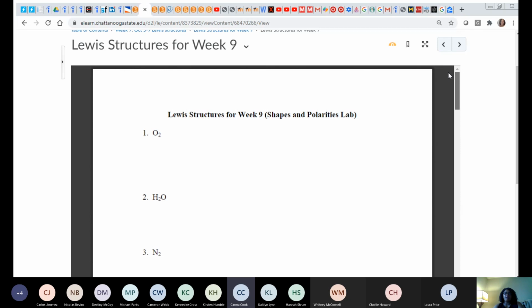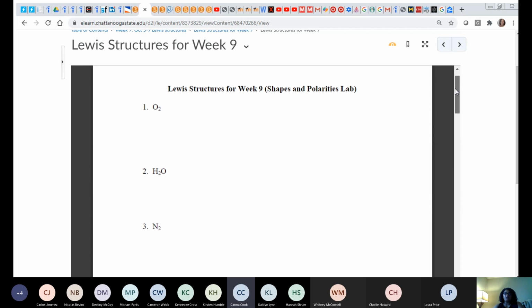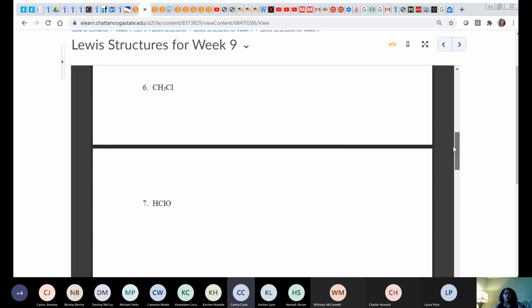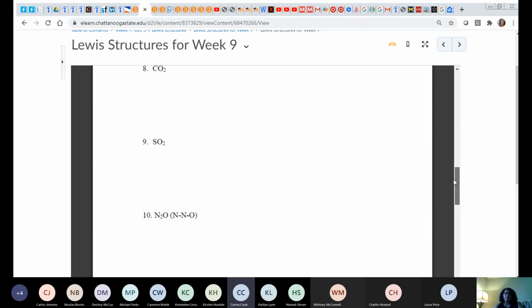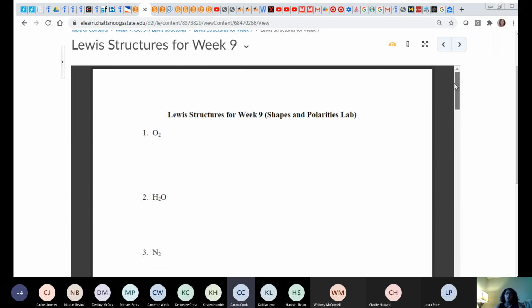Some that I know we've drawn in lecture: oxygen, O2, nitrogen. We've also drawn SO2, N2O, SO3, and so on and so forth. But some of these we haven't drawn in my class. Some of these may be totally new to you. So you want to have these Lewis structures drawn for week 9.